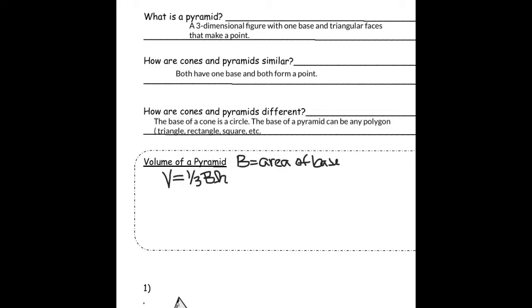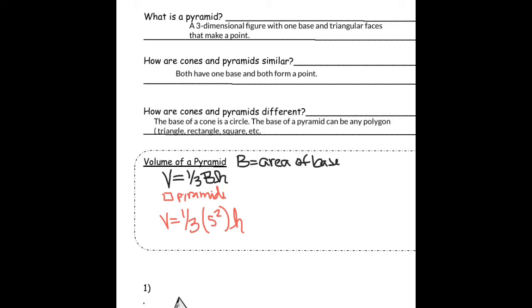So we're going to learn about three types of pyramids. You have a square pyramid, and the volume for a square pyramid is 1/3 times the area of the base. Well, how do you find the area of a square? You take the side length and you square it, times the height.